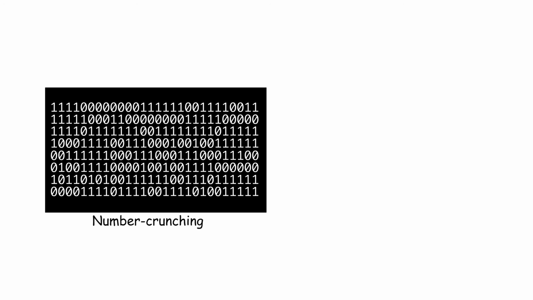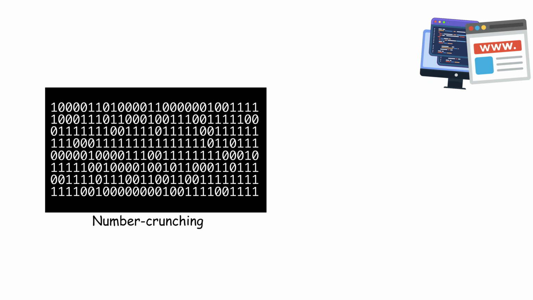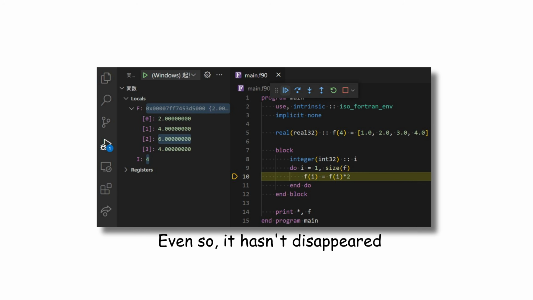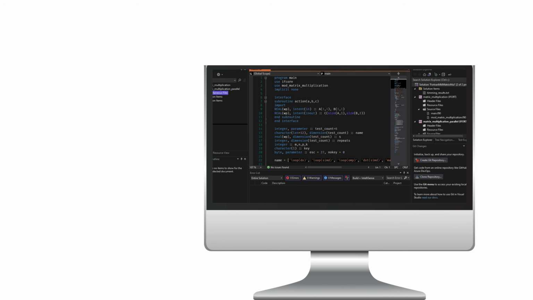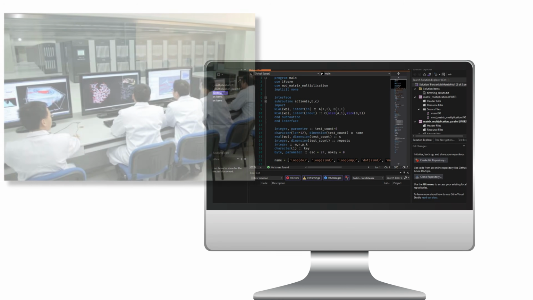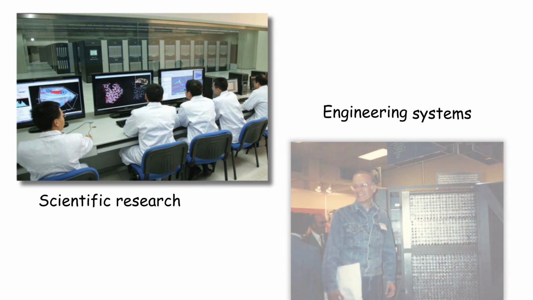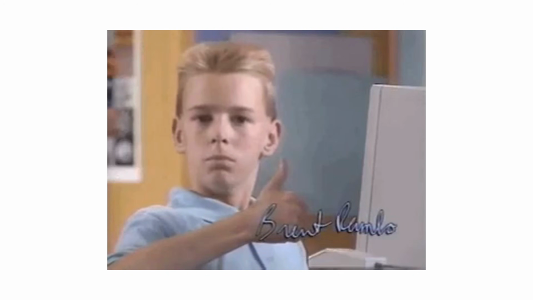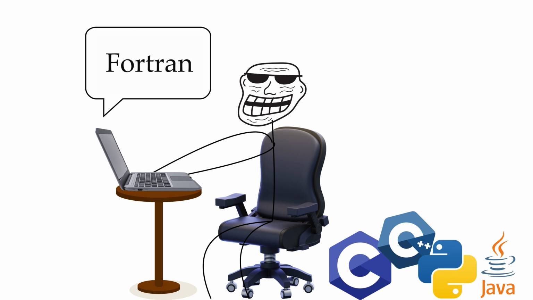It was designed purely for number crunching, so it never adapted well outside that world. Even so, it hasn't disappeared. A surprising amount of FORTRAN code still runs today in scientific research and engineering systems, simply because it still does the math reliably and nobody wants to risk rewriting it.